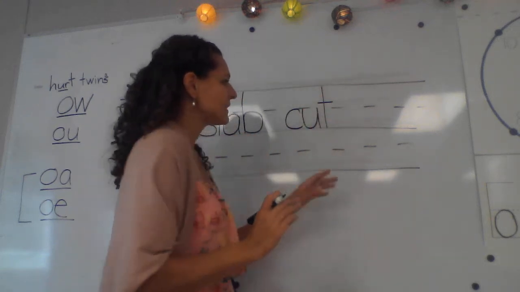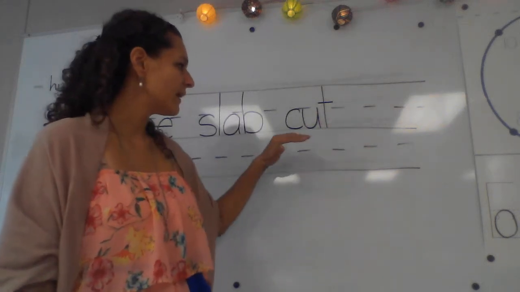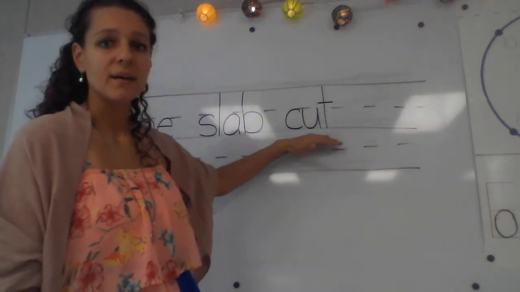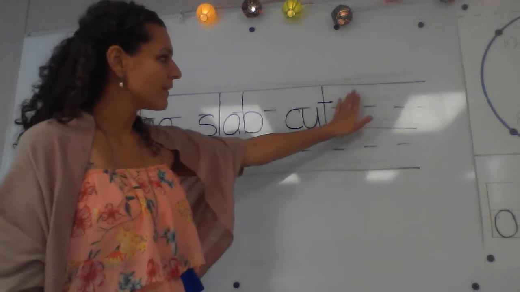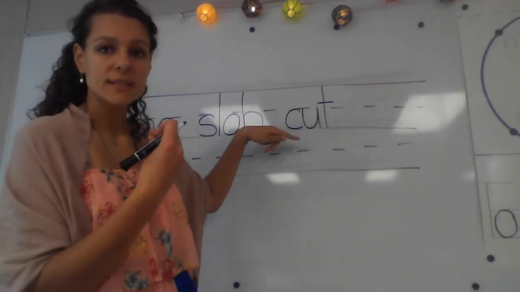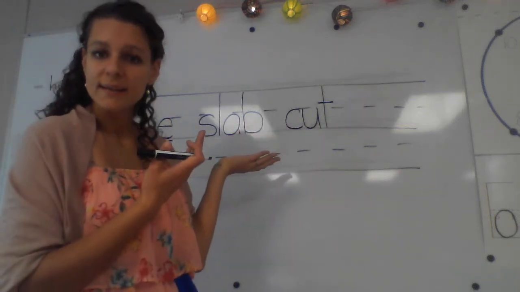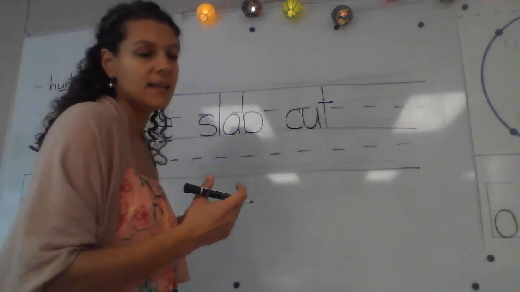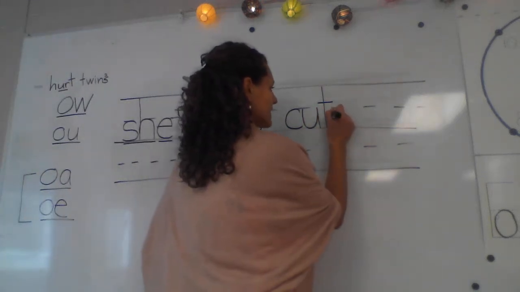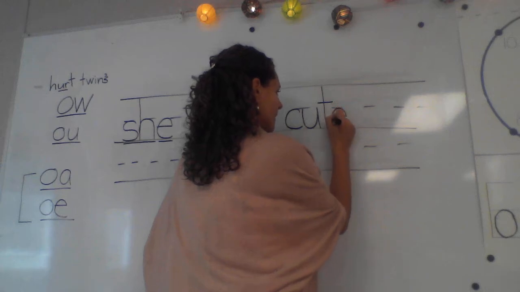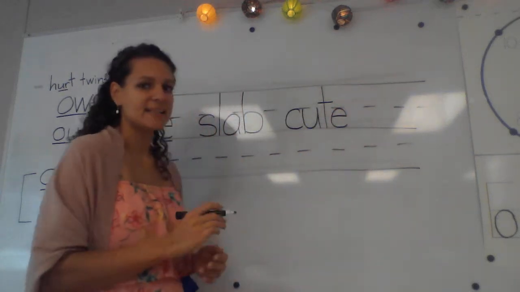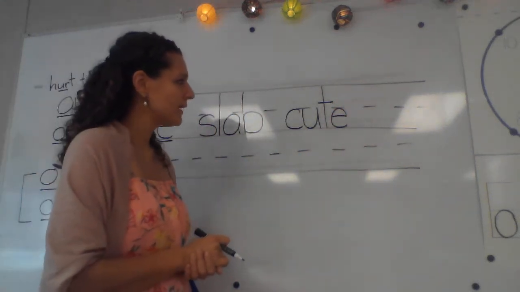Good. If I didn't have my silent final E class, what word is this right here? Without the silent final E, this would be a closed syllable, and it would say what? Good, it would say cut. But then as soon as I put my silent final E there, it makes my vowel say its name. All right, let's mark it.